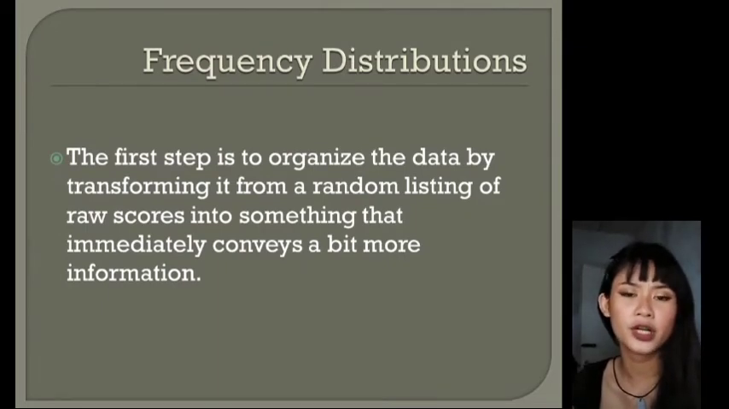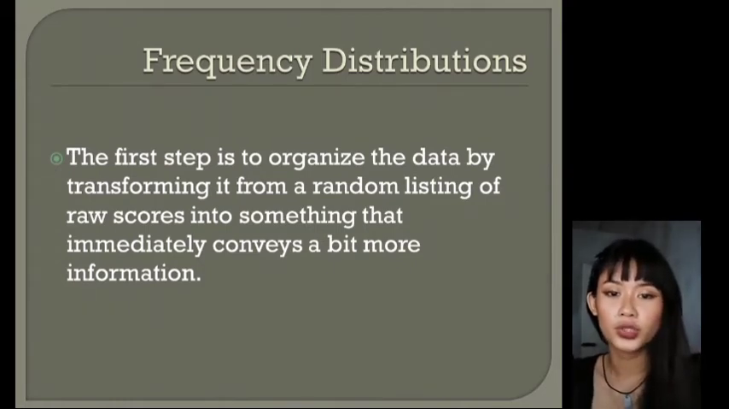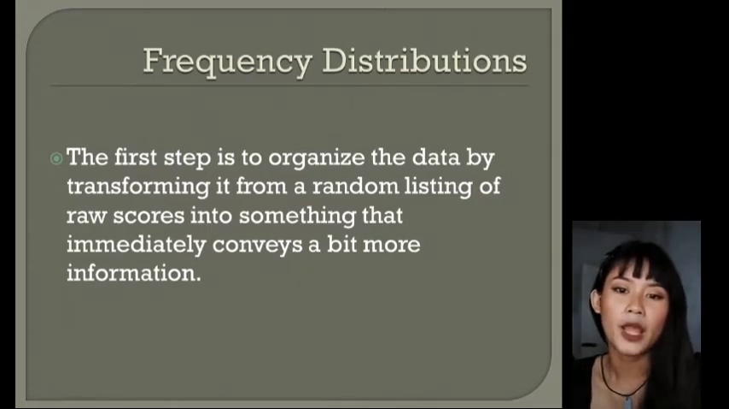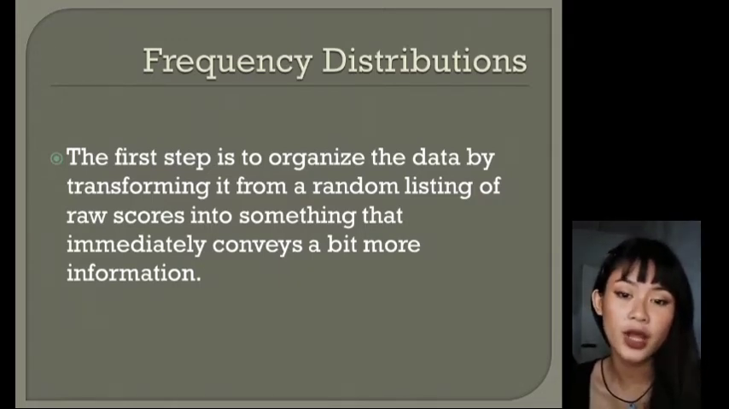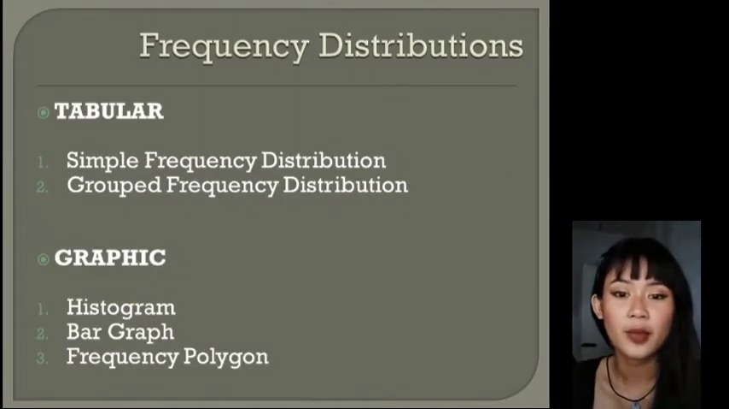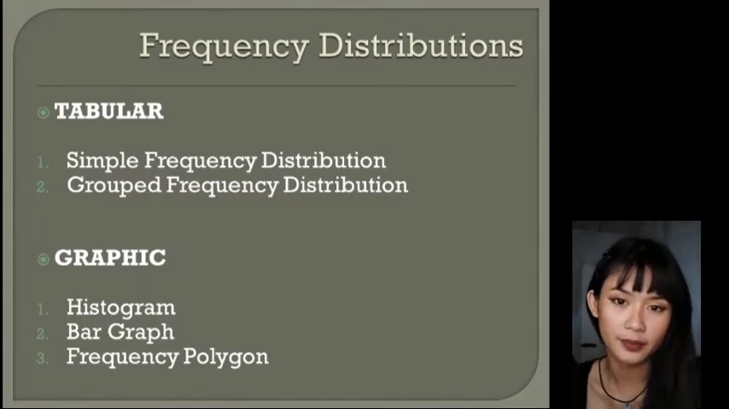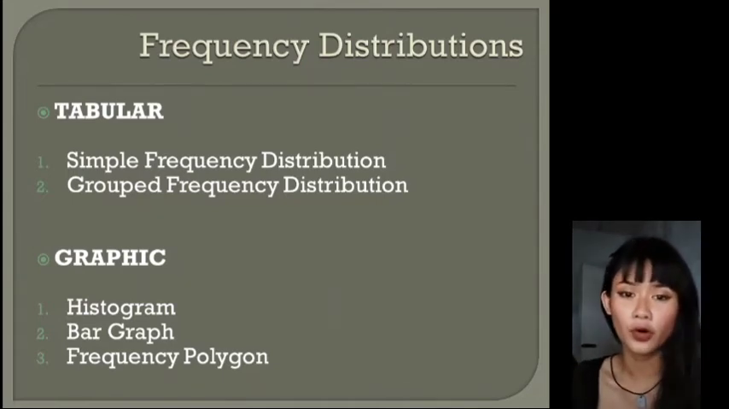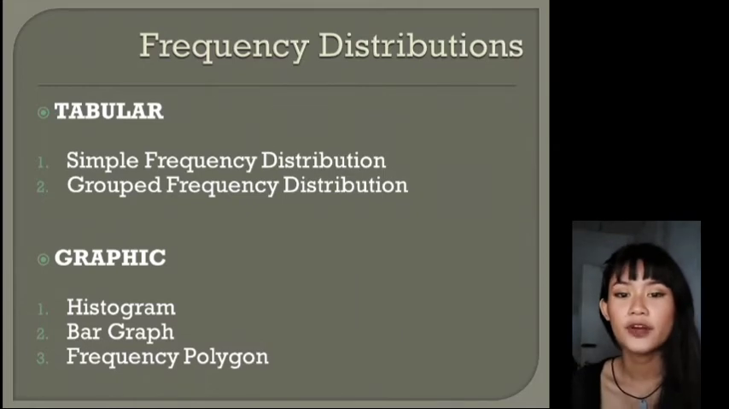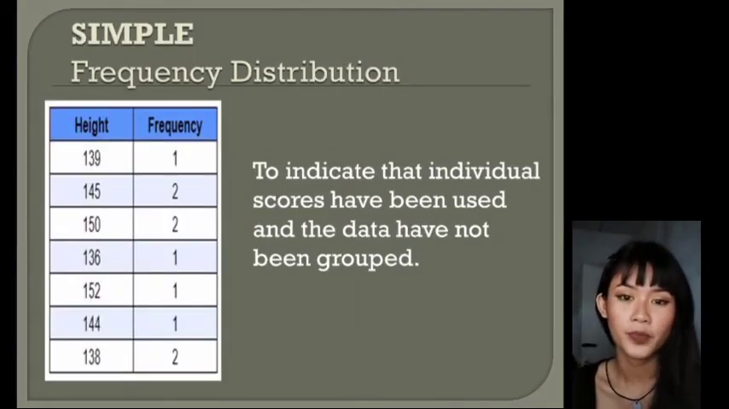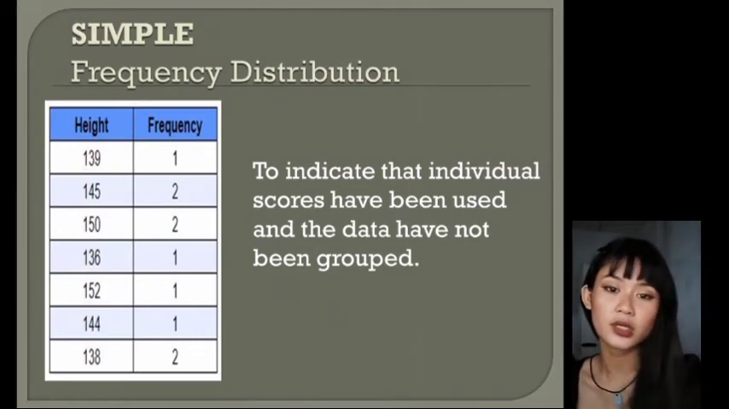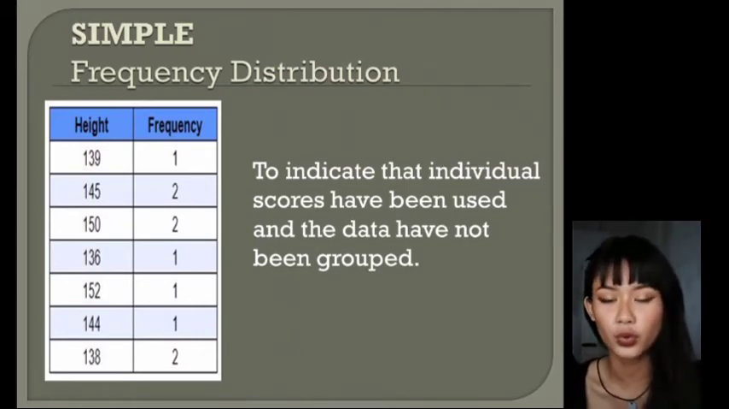The first step is to organize the data by converting it from a random list of raw scores to something that immediately conveys a bit more information. Each score is listed along with the number of times it occurred. The results could be presented in a tabular or graphical format. So in tabular forms, we have two categories. First is the simple frequency distribution. This is to indicate the individual scores have been used and the data have not been grouped.